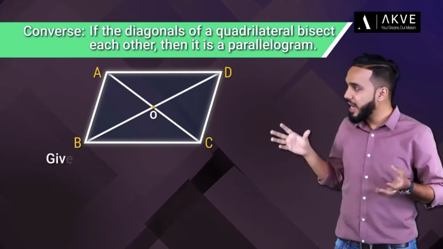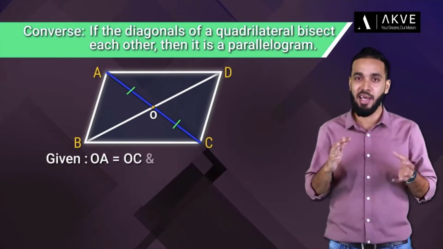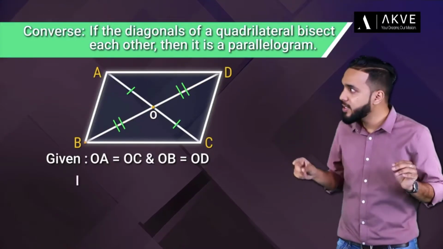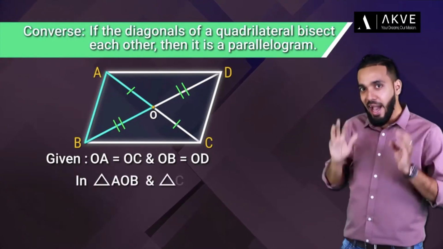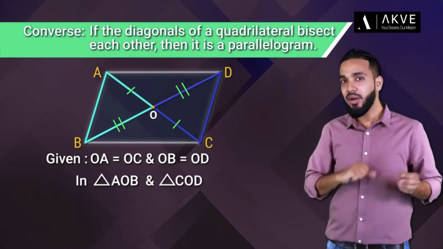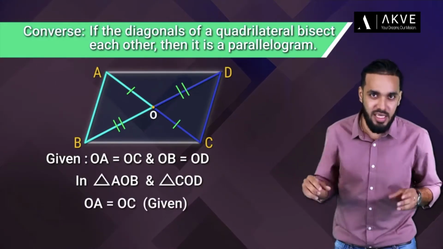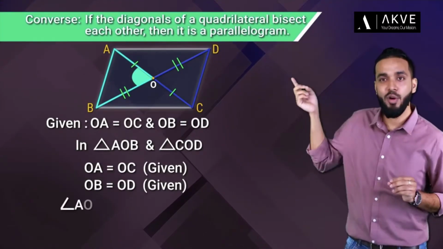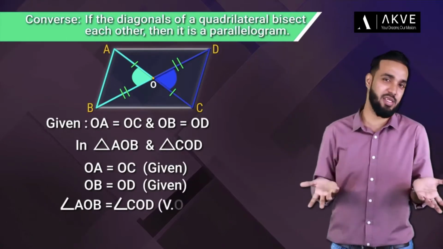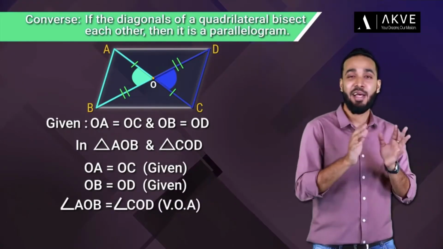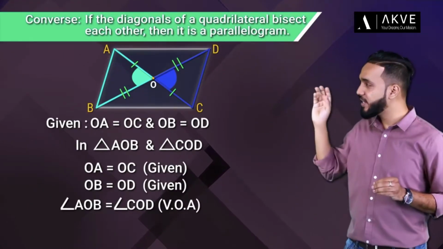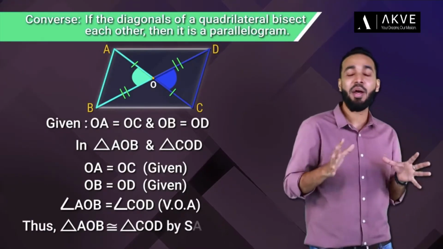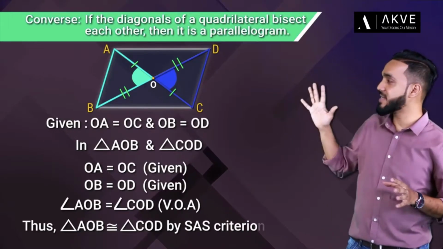We can say that OA is equal to OC and OB is equal to OD. So, in triangles AOB and COD, it's already given that OA is equal to OC and OB is equal to OD, and angle AOB is equal to angle COD because they are vertically opposite angles. So, side, angle, side. Thus, triangles AOB and COD are congruent by the SAS criterion.